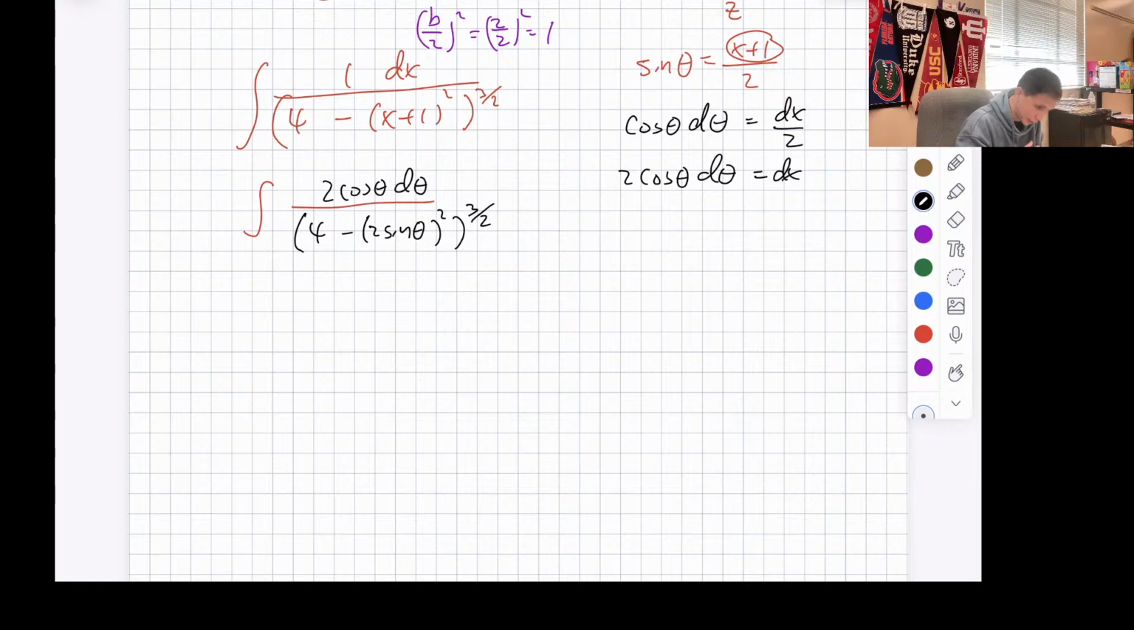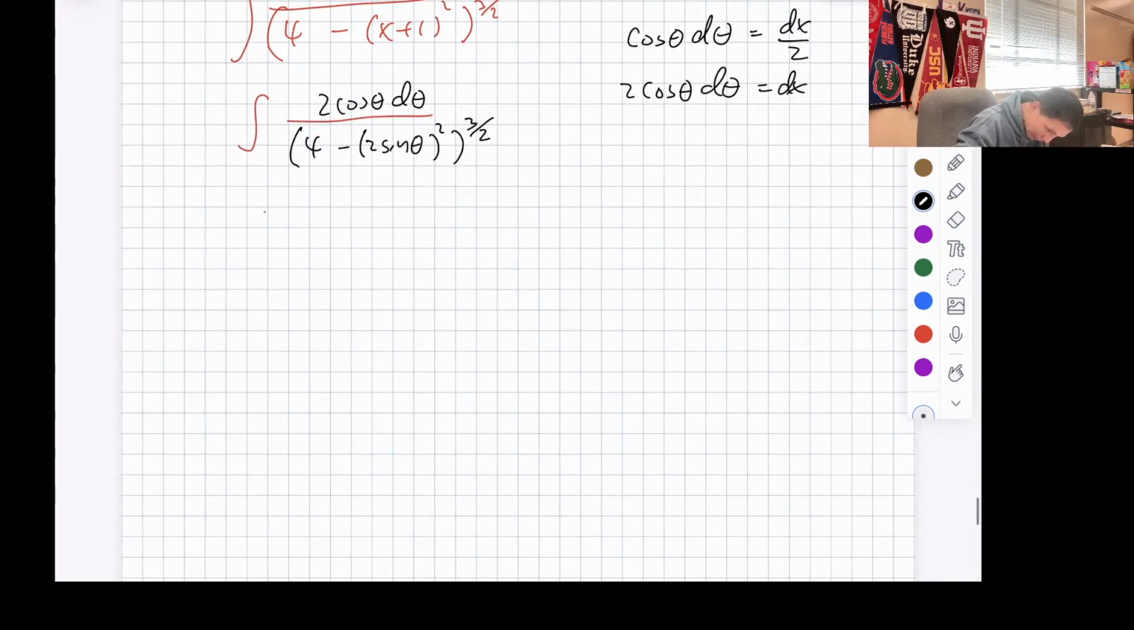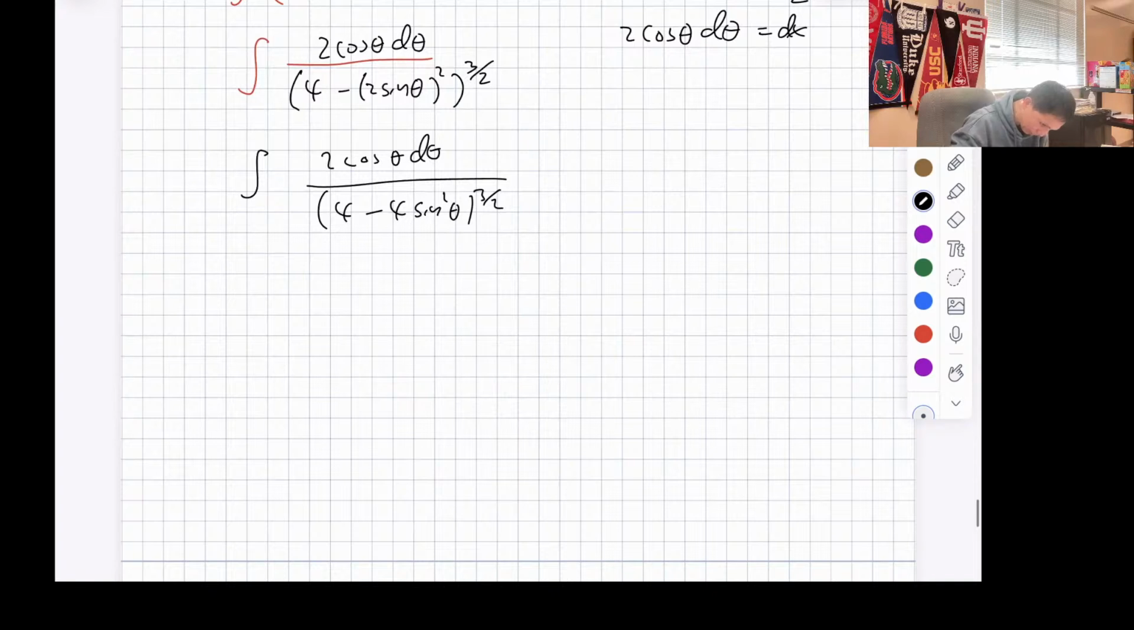It's not hard. So then I can say 2 cosine of theta d theta over (4 minus 4 sine squared theta) to the 3 over 2. And that looks good. What about the minus 1?